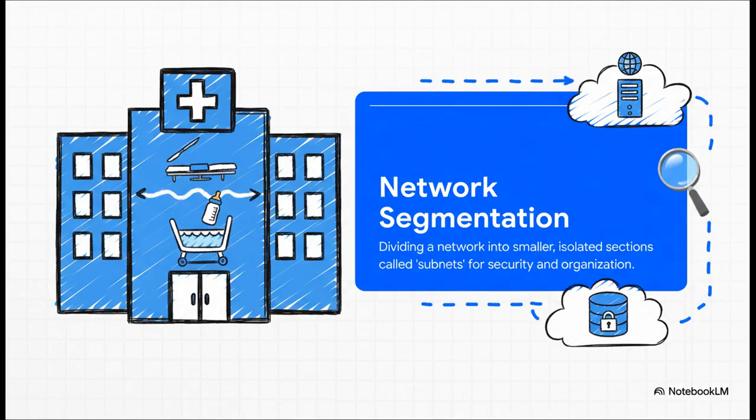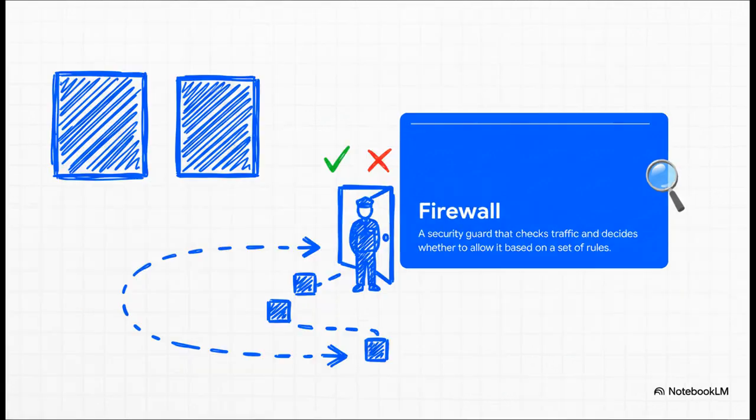The solution for this is called network segmentation. What we do is we divide our network into smaller, totally isolated sectors called subnets. It's a lot like how a hospital has a completely separate secure ward for surgery and another one for maternity. We're going to put our public web servers in one subnet and our secure database servers in a completely different one. Now, just because we have these separate rooms, or subnets, doesn't mean the doors are locked. We need to control who and what can move between them. And that is the exact job of a firewall.